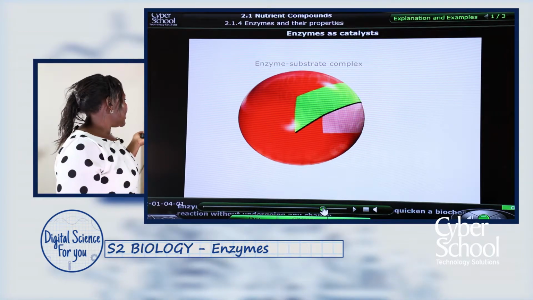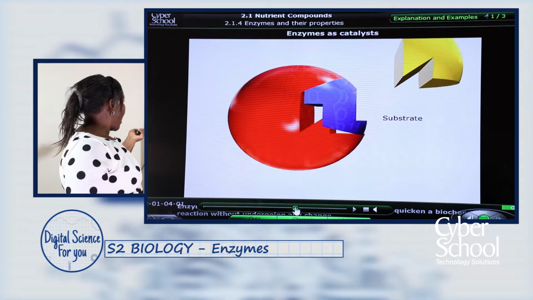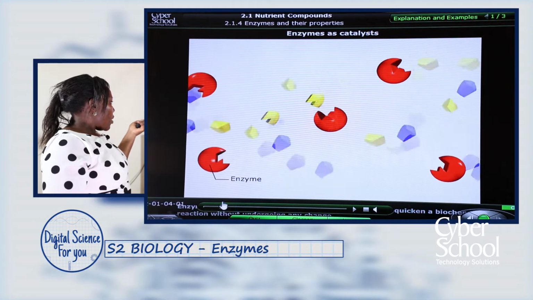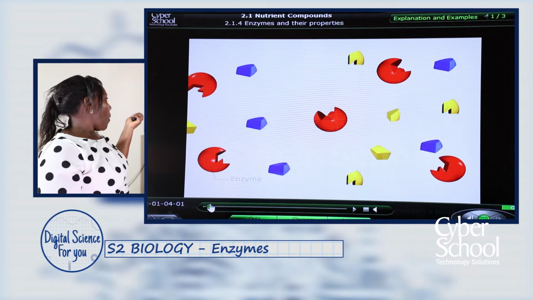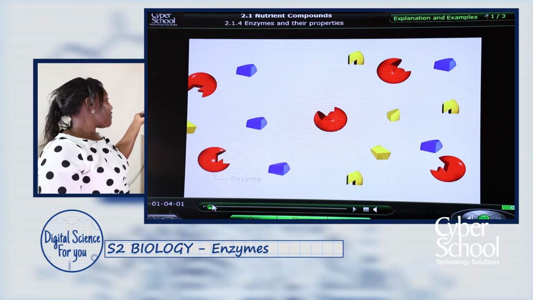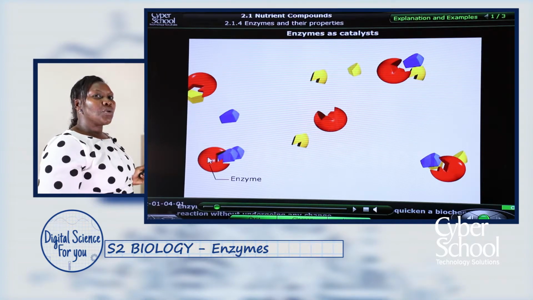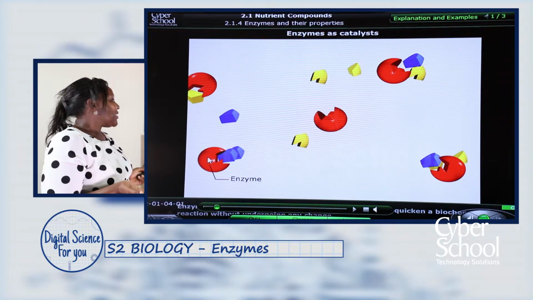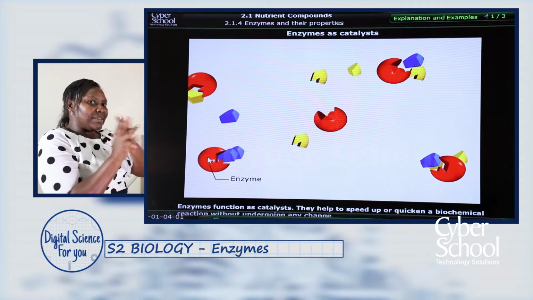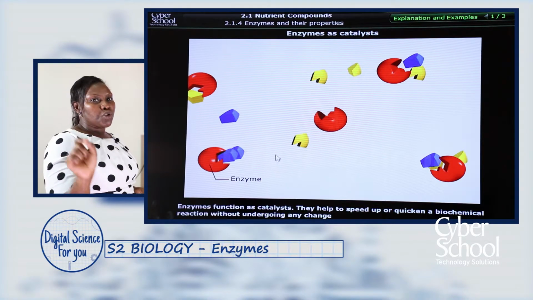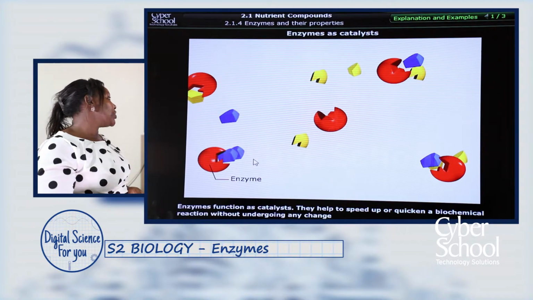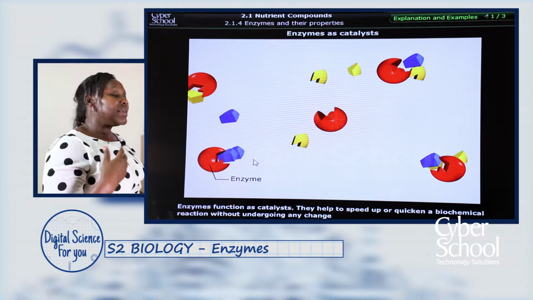Let us look at this and see what is going to happen. Let's just go back right from the start. In red, we have our enzyme. As you can see, enzyme. The enzyme has got a specific surface, a specific area where it binds with the substrate. I told you the substance on which the enzyme acts is called the substrate.